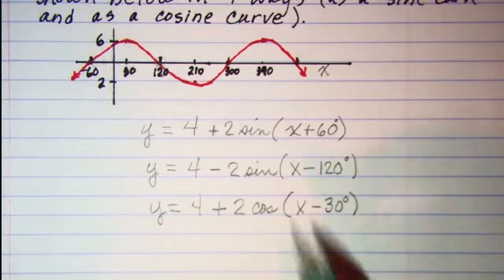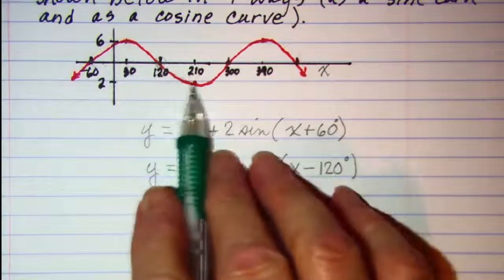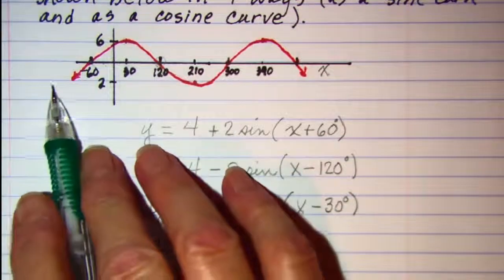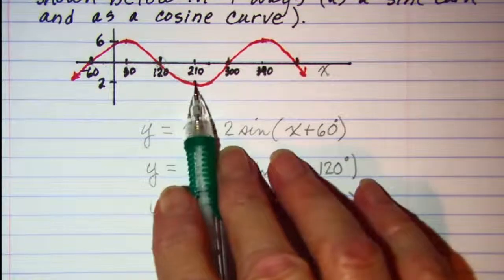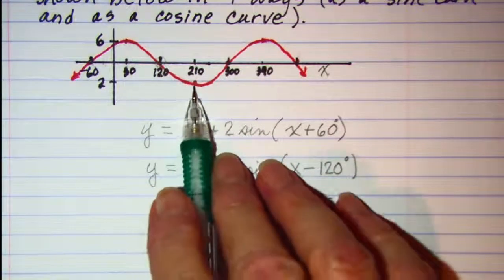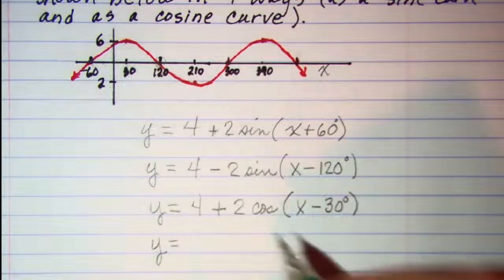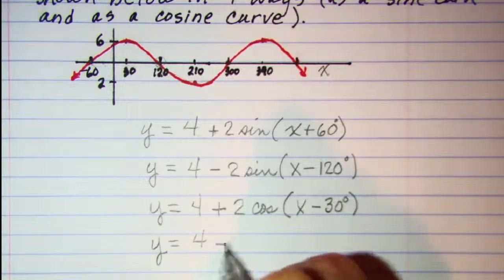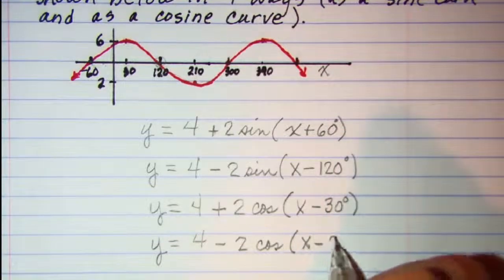Now if I want to write this as a negative cosine curve, that means I would need to start at this point, or if we had more of it shown, I could start back in here. Usually you try to go with the one closest to the origin, but since this one's shown, I'm going to use the 210. This is a positive 210 phase angle, and it's a negative cosine curve. So I have the same center line, but negative 2 cosine, and then this will be x minus 210.